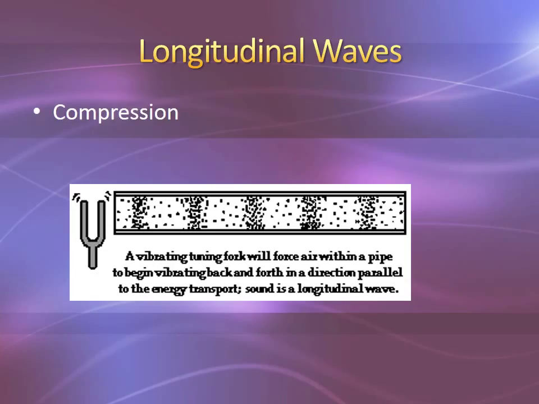So you can see in this image, it's been depicted as little air particles, and there's these clumps where they're closer together. You could see this in the slinky as well. So those are called compressions. Now the space in between compressions, where there's not as many particles in the same area, those are called rarefactions.